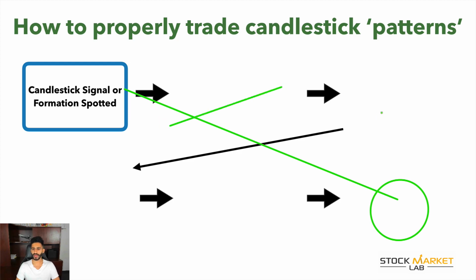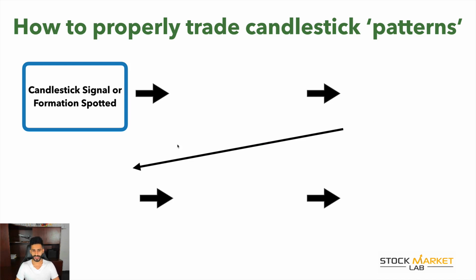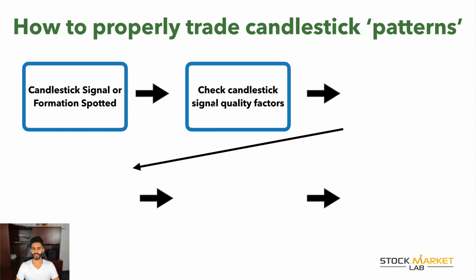If you do that, you're missing out on a bunch of different steps, right? If you see a candlestick pattern or a candle formation, do not jump the gun and take on a trade. Take a step back. Now, when you take a step back, these are the steps. The first step is check the candlestick signal quality factors, right? Is there volume? Is it at a critical support level, critical resistance level? You need to check these things out, right? These are very, very important in playing candle formations or candlestick patterns.